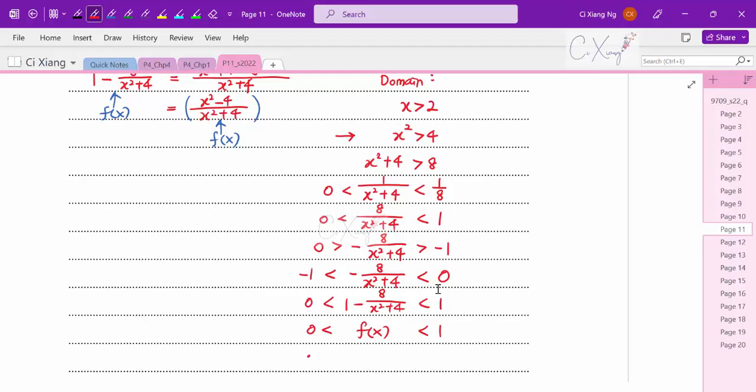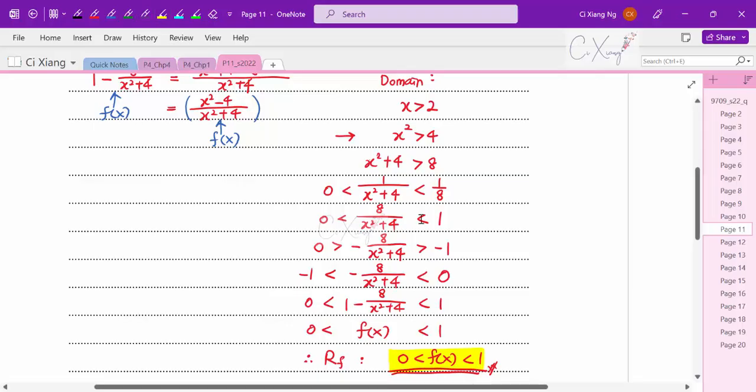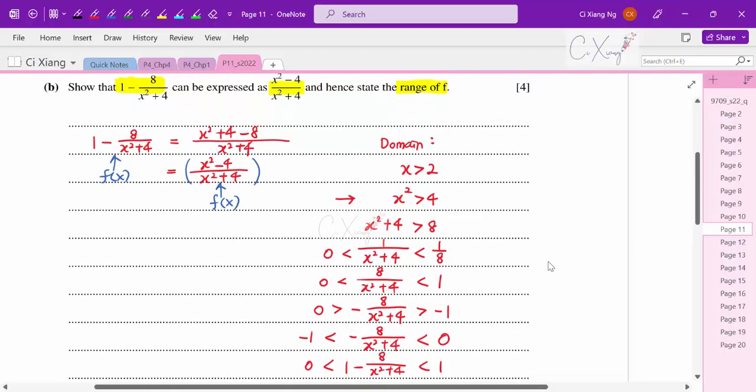And this is actually how we get the range for the function, and you can write it out as the function is bounded between 0 and 1, not inclusive. Right, because our value for our domain also didn't include the value 2. Okay, no equal sign. Therefore, our range here will also be bounded between 0 and 1 without the equal sign. Okay, so this is how we try to find out the range for the function f.